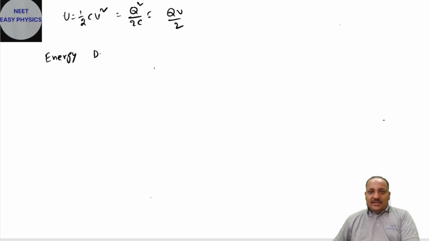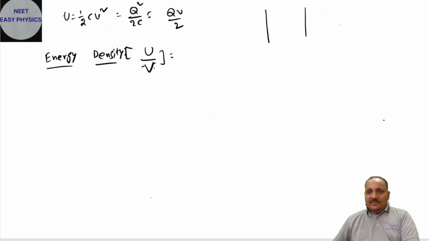In the previous class, we discussed energy stored in a capacitor. What is the formula we gave? U is equal to half CV square, Q square by 2C. Another one is QV by 2. Now, energy density we will see now. What is energy density? The amount of energy stored per unit volume of the capacitor.